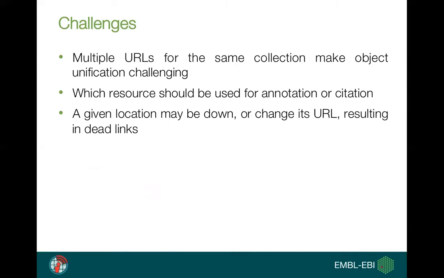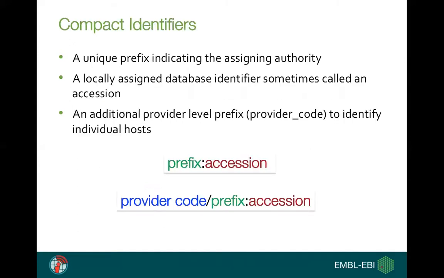So to solve some of these issues, we have introduced this concept of compact identifiers. The compact identifiers consist of two parts: the prefix, which indicates the assigning authority, and the accession number, which is the local identifier that's assigned by the local database. And where we have multiple providers, we define an additional provider-level prefix to identify the individual hosts.